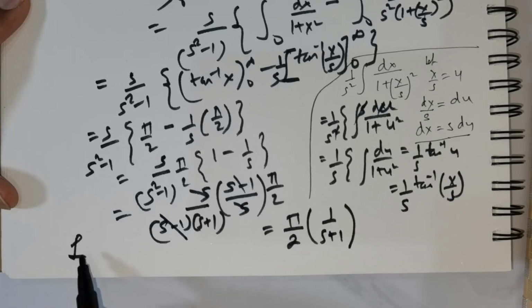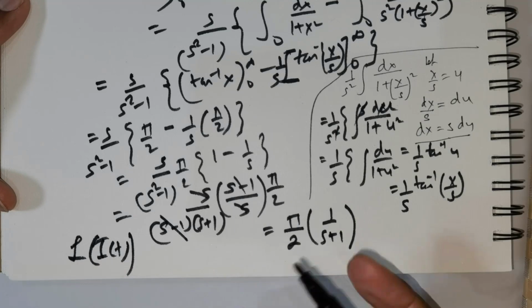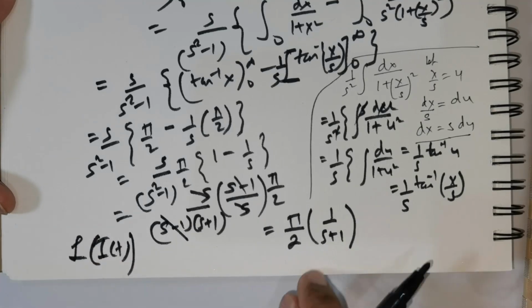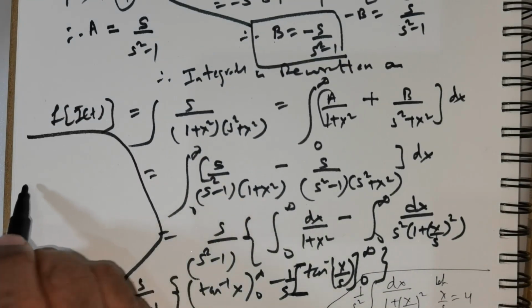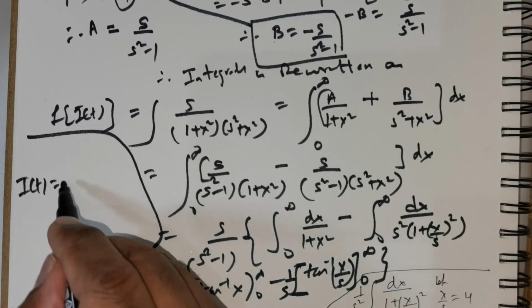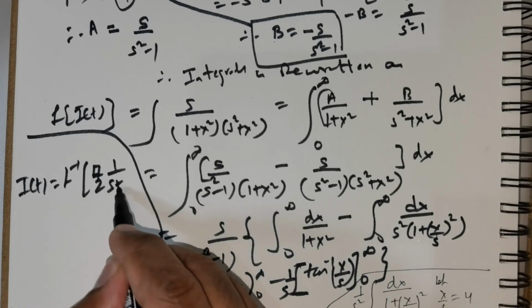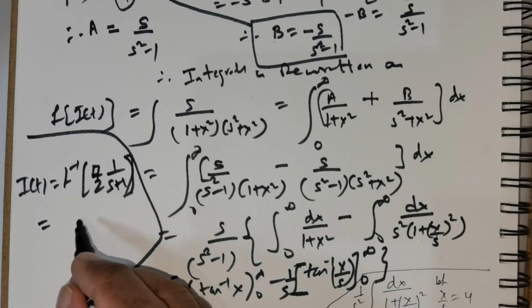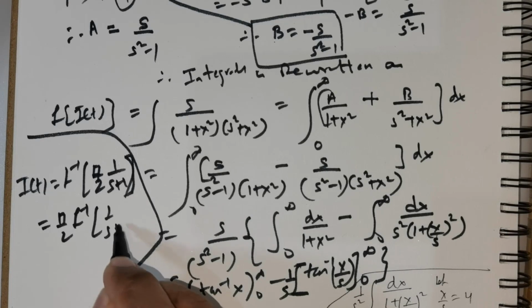Now what is on the left hand side? The left hand side is nothing but the Laplace transform of I of t. But we need to get the I of t back, right? So that is the entire objective of this particular question. So if you push that thing down, I'm going to use this page here. So we will have I of t is equal to Laplace inverse of pi over 2 times 1 over s plus 1, right? Laplace inverse is a linear function. So you can take pi over 2 out. So you get L inverse of 1 over s plus 1.